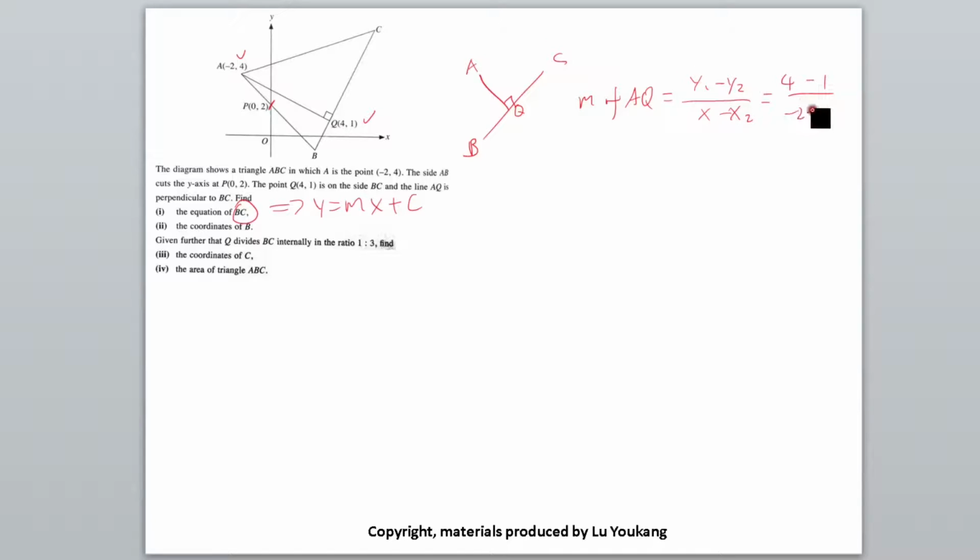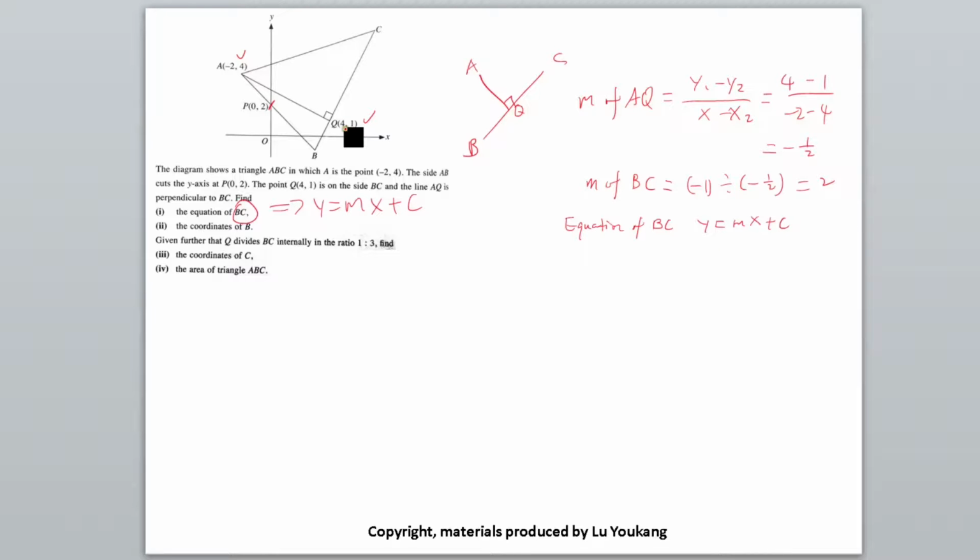So over here, in order to find the gradient of BC, we can find the gradient of AQ first, because we know A and Q. So y1 minus y2 over x1 minus x2, and we get minus half for the gradient of AQ. And therefore, because BC is perpendicular to AQ, the gradient of BC is equal to minus 1 divided by the gradient of AQ. Therefore you get a gradient of BC, m equals 2.